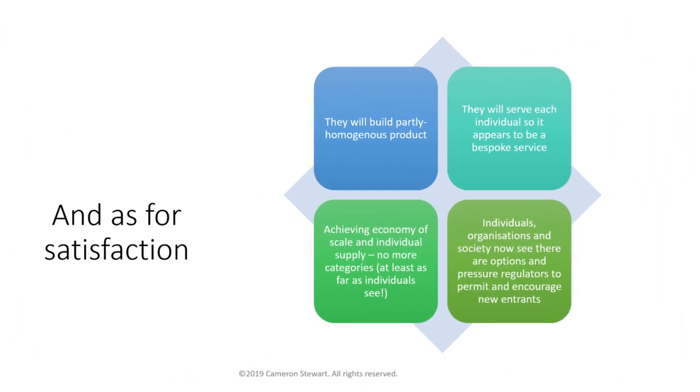They can therefore achieve the economy of scale and supply because there are no more categories. As far as individuals see, there are no more categories. As far as the organization is concerned, everything is one big category that's capable of serving individuals on an individual basis.